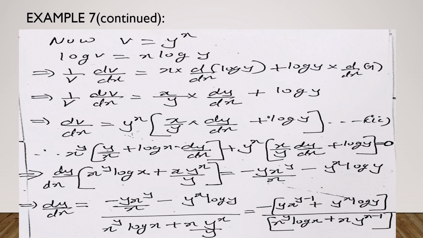Now from all three equations, what does the first equation say? The first equation says that du by dx plus dv by dx was equal to 0. So just put the values for du by dx and dv by dx and simplify, meaning bring dy by dx to one side. On simplification you get dy by dx as minus of y x raised to y minus 1 plus y raised to x into log y, upon x raised to y log x plus x into y raised to x minus 1. This is simple simplification by bringing dy by dx to one side. So this is the derivative of the given function.